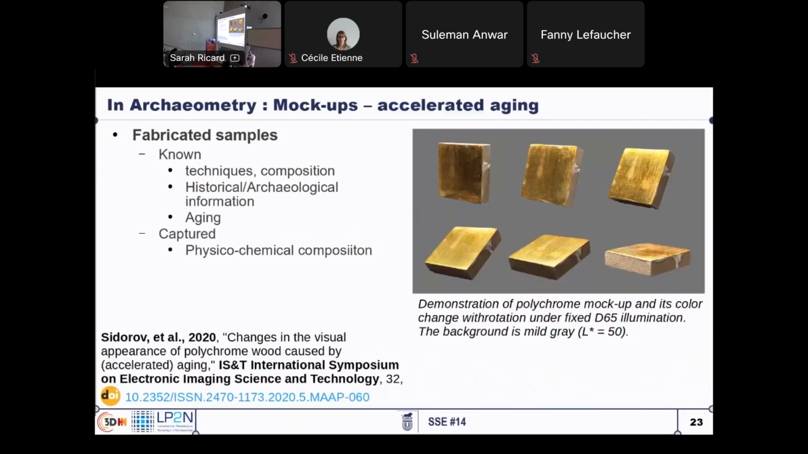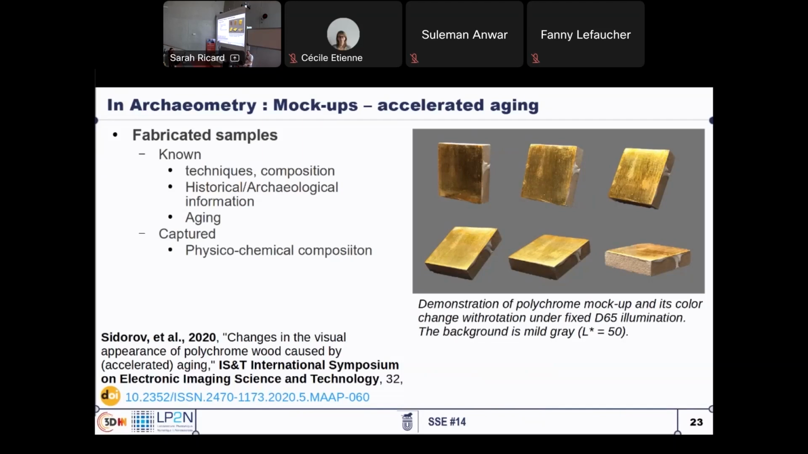With such a technique, this one was for gilding. This is another technique that I've seen for painted wood, polychromic wood, in which they have also been used to simulate the aging, the effect of aging on the change of the color. This is another dimension of the problem.